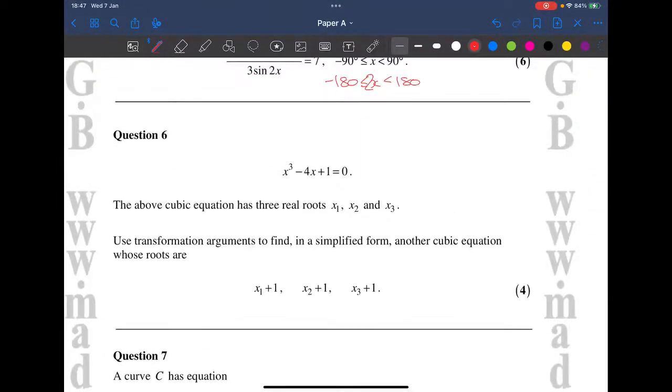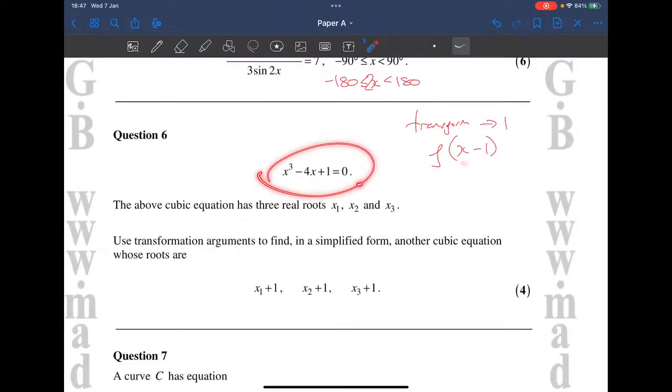So question 6. We've got a cubic equation that has real roots x1, x2, and x3. Use transformation arguments to find a simplified form of another cubic equation whose roots are just one more than the one above. So thinking about this as a transformation, a translation to the right by 1, how do we represent that? It would normally be f of x minus 1. So that's what we want to do here. Every x in here, we're just going to replace with x minus 1 and expand all the brackets.